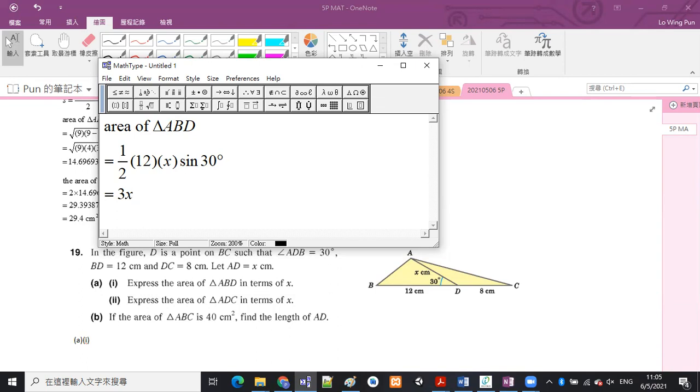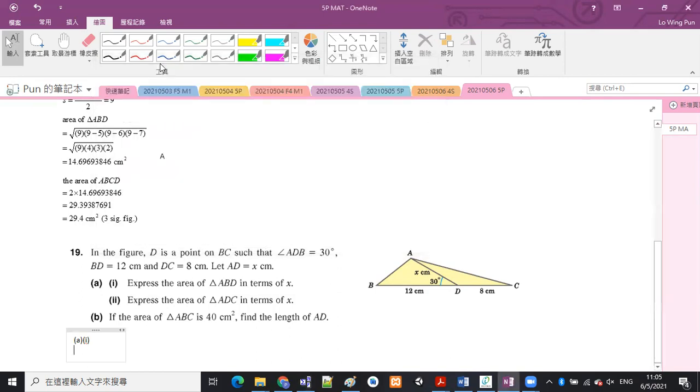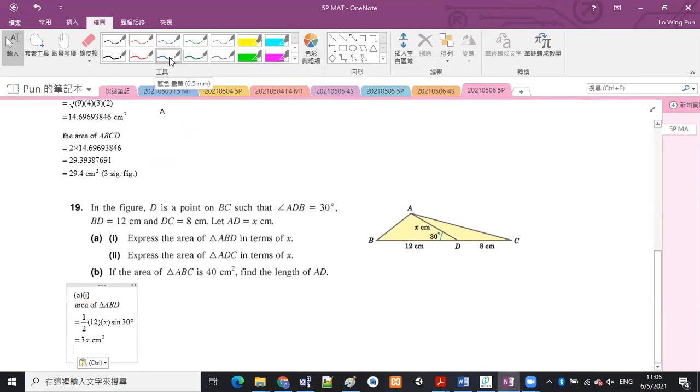In this question, I think it should be cm squared. So this is the answer of part A1. Can you get this? How about A2? I need to express the area of triangle ABC in terms of x.